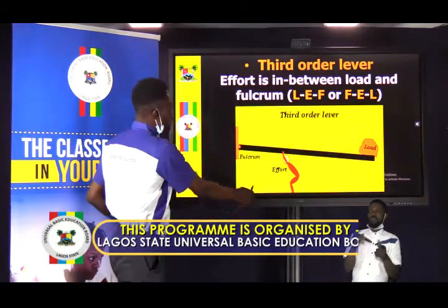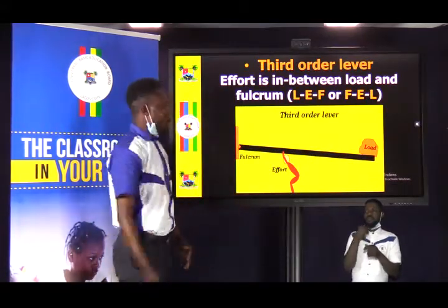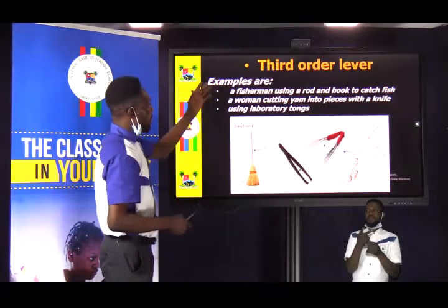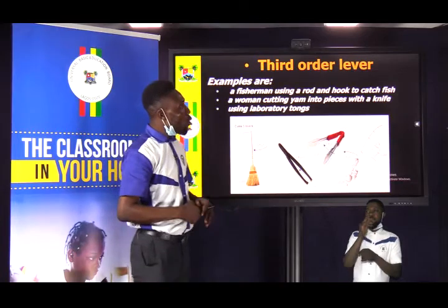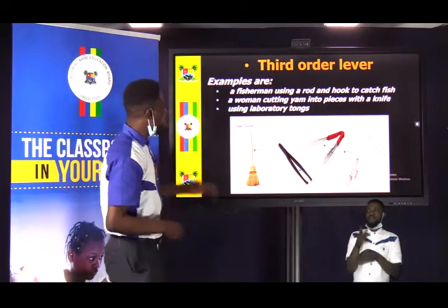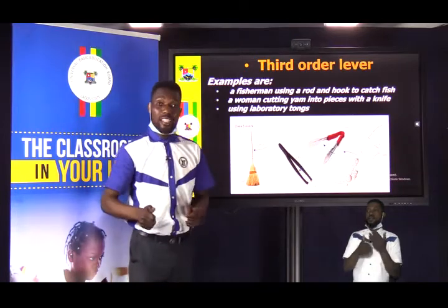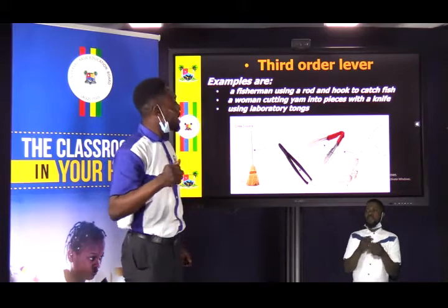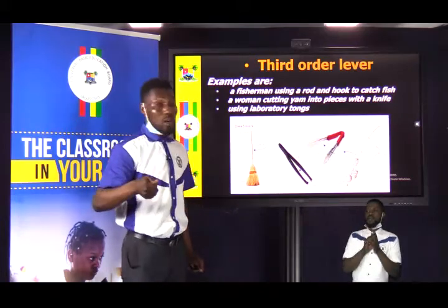Now, can you tell me some of the examples of third order levers? Let's look at them. A fisherman using a rod and hook to catch fish. That's one of the examples. A woman cutting yam into pieces with a knife. The knife you are using at home is one of the examples of a third order lever.